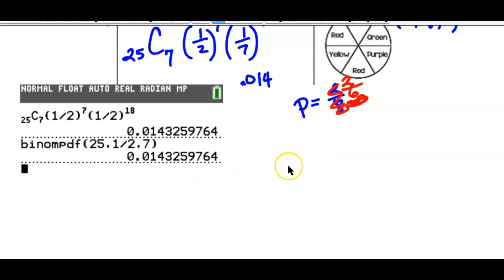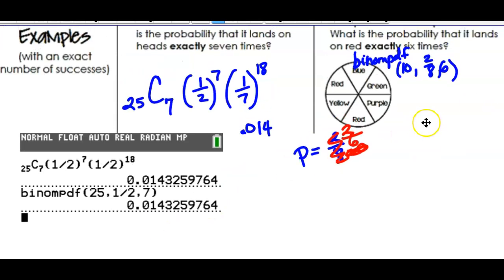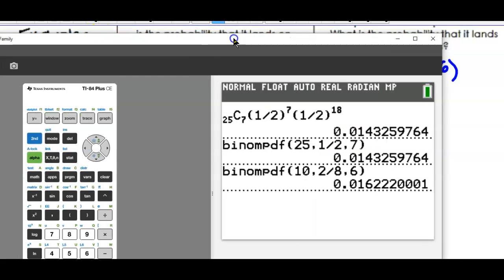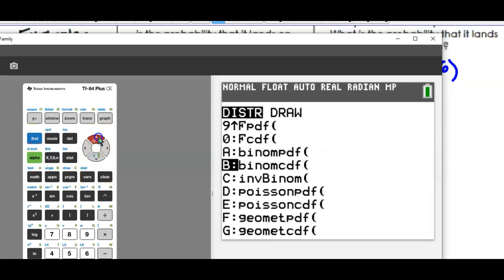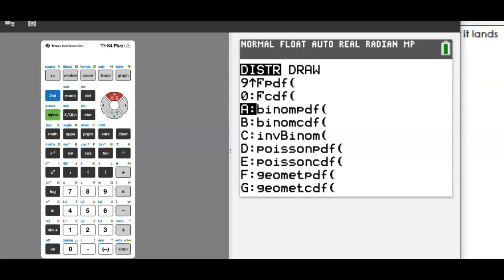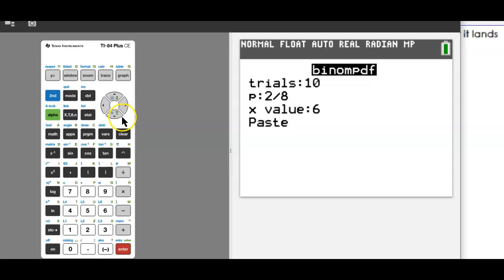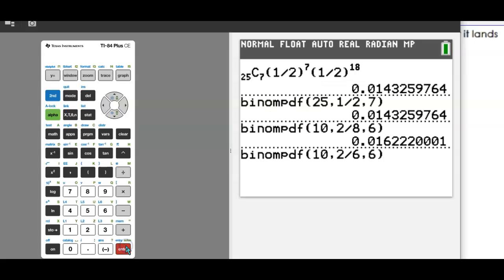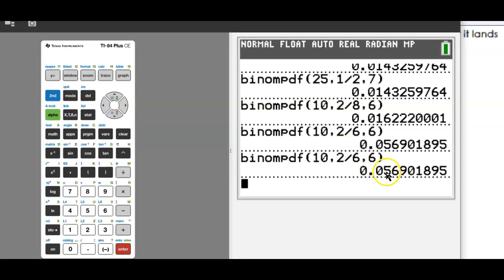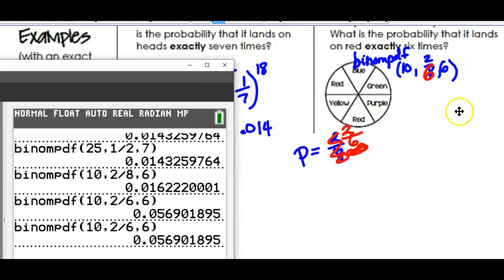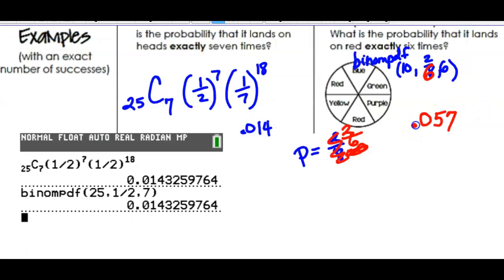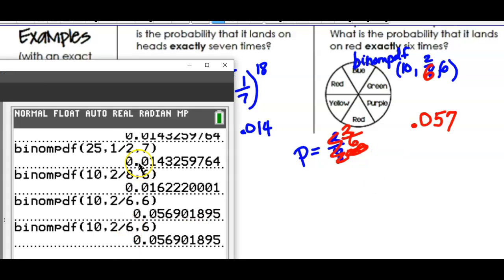Okay, let me stop it. This should have been 2 out of 6. So when you go here, we were doing this 10 times, but this should have been 2 out of 6. Only 6 spaces on that spinner. So it should have been 0.057 if we're doing 3 places. I'm so sorry. Let me put that on there.